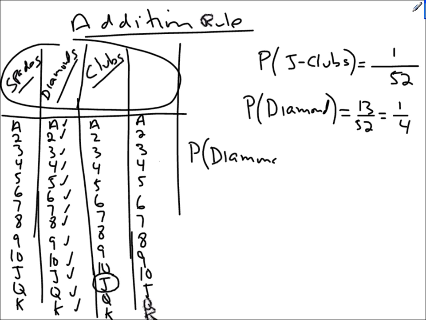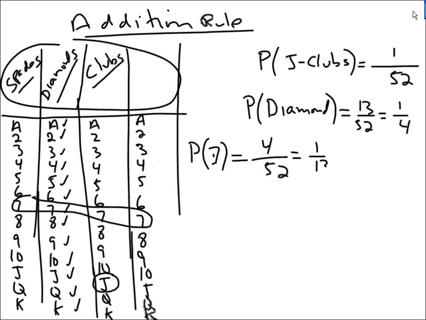Well, let me change it. What's the probability that you get a 7? Just get a 7. What's the probability that if you pick one card from the deck, that'll be a 7? Well, there are 52 cards, and exactly 4 of them are 7. And if you reduce it, it's 1 over 13. Divide each of these numbers by 4, you get 1 over 13.